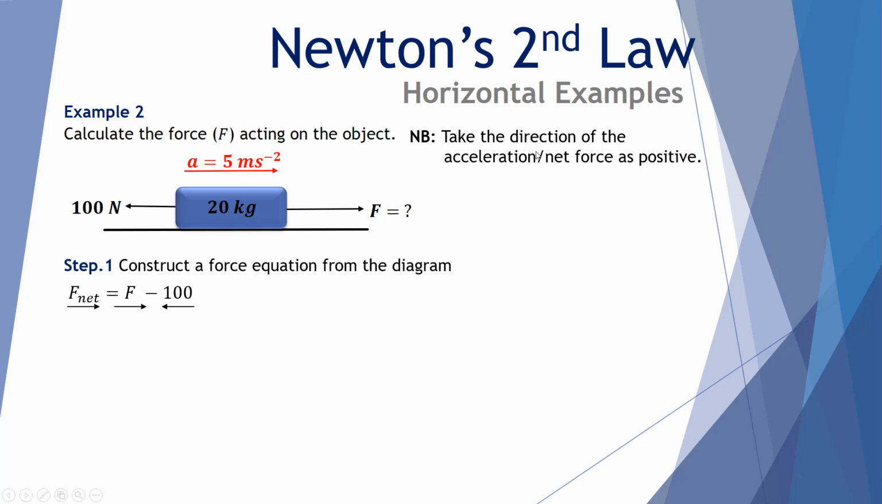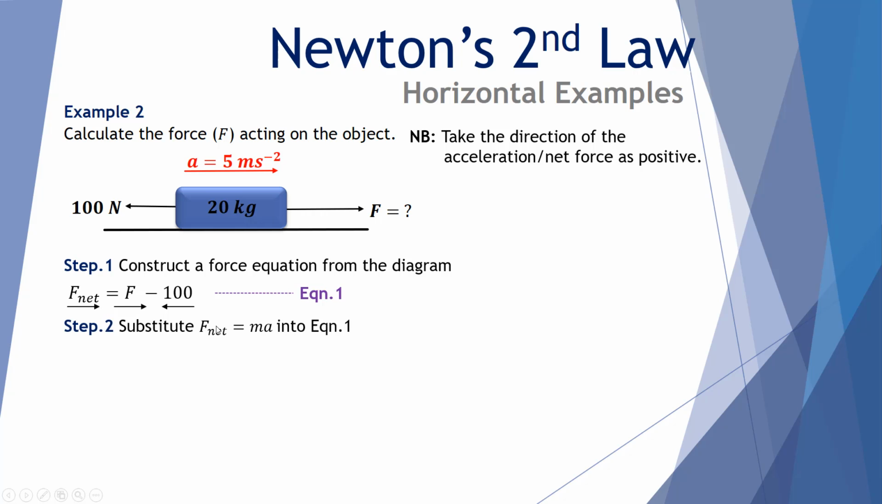Once again, we'll construct a force equation from this diagram. And as always, we're going to take the direction of the acceleration or the net force as positive. So the acceleration is to the right, so all arrows to the right will be positive. So the net force will be to the right. It follows the same direction as the acceleration. F, the unknown force to the right, and it's opposed by 100 newtons to the left. So we take 100 to the left. So that's our equation 1.